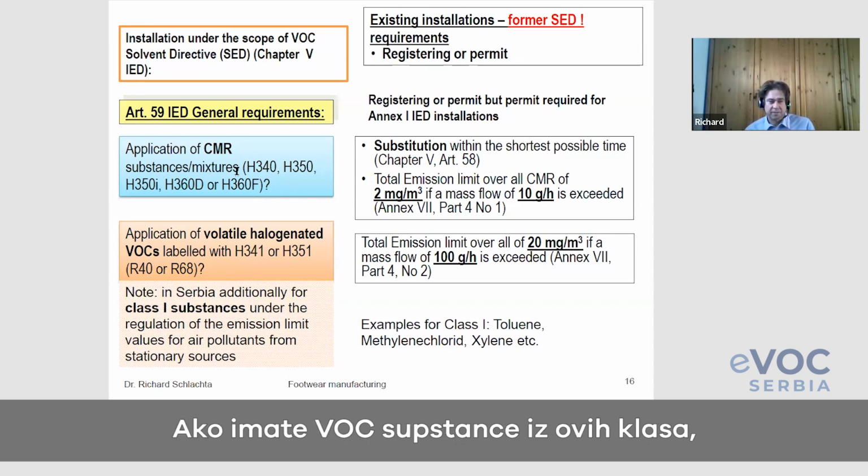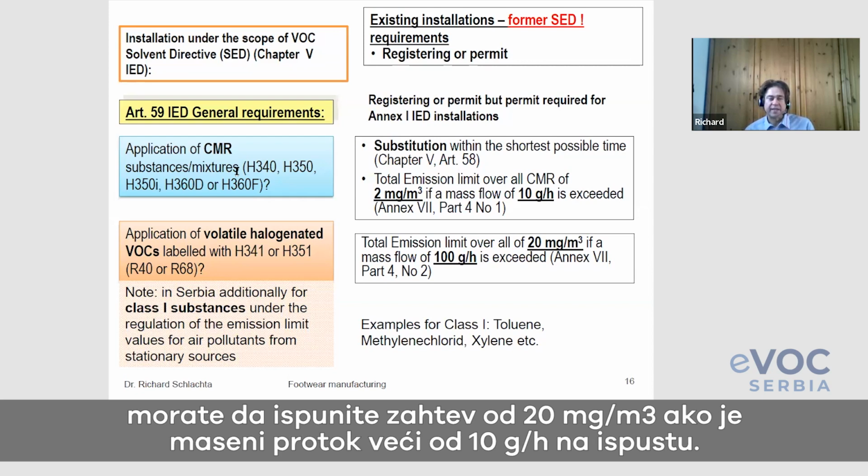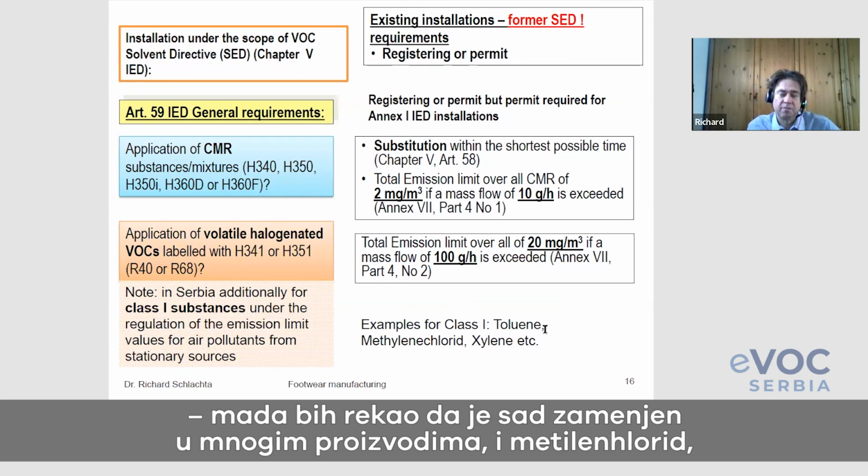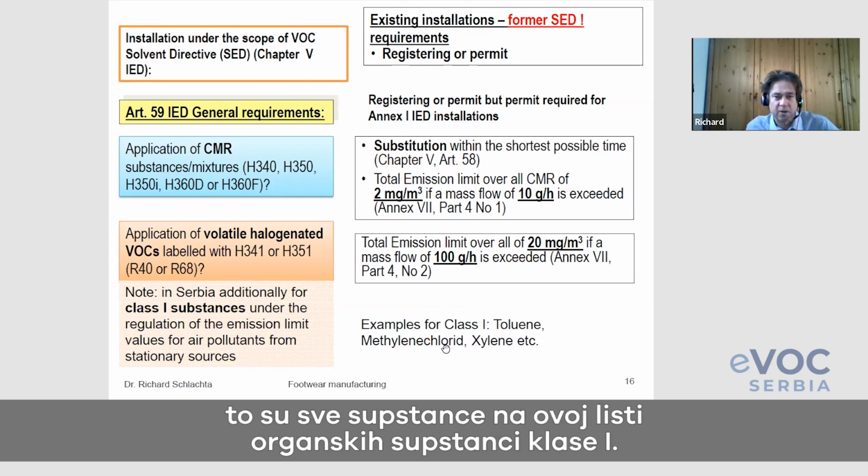If you have such VOC that fall under those classes, you have to comply in your stacks with 20 milligram per cubic meter if the mass flow exceeds 100 gram per hour. Only for remembering, because they're very common even in footwear manufacturing, or at least in former times: toluene, which I would say is now substituted in many products, and methylene chloride, that are all class 1 substances under the Serbian class 1 list.